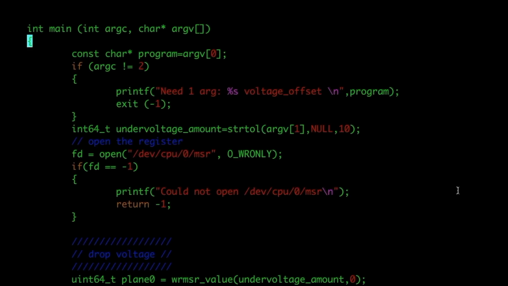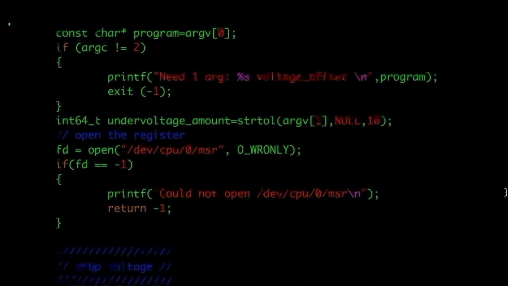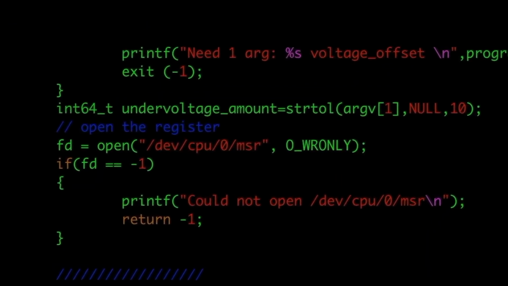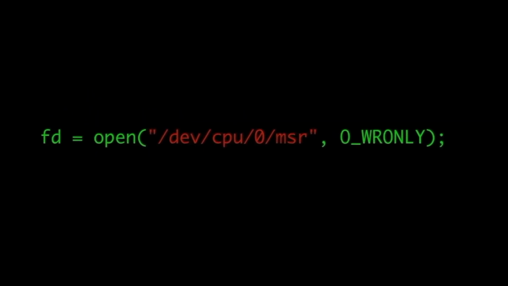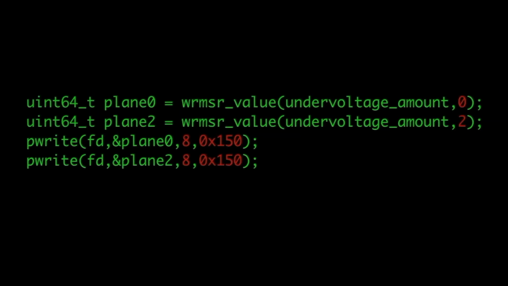The next thing that we're going to need to do is to load the MSR driver because it's not explicitly loaded. And now we're going to look at how you actually change the voltage. What you need to do is to open the MSR. See if you can spot the line of code that does that. Yep, there it is. And here's where we write to the MSR.